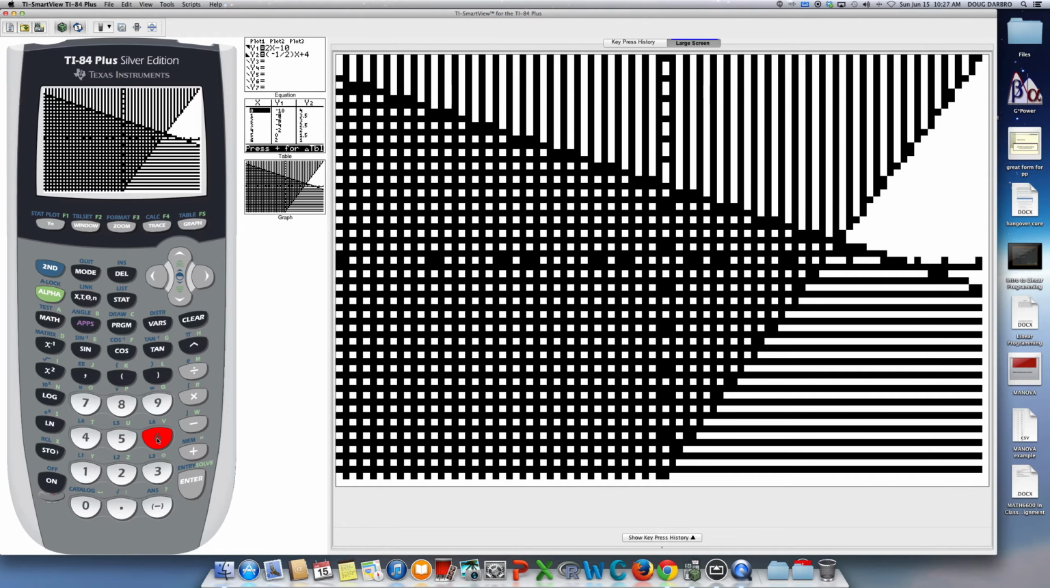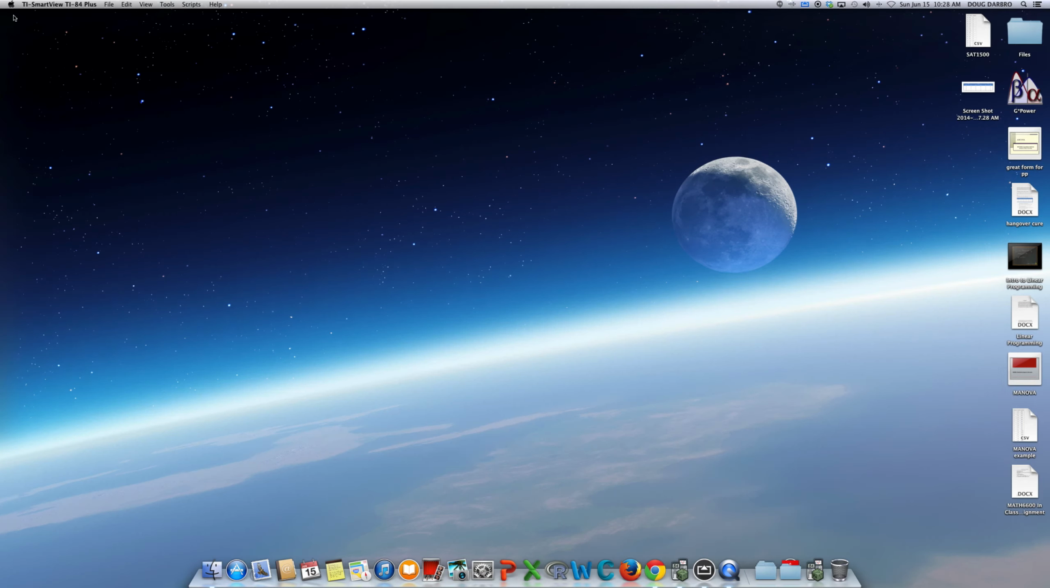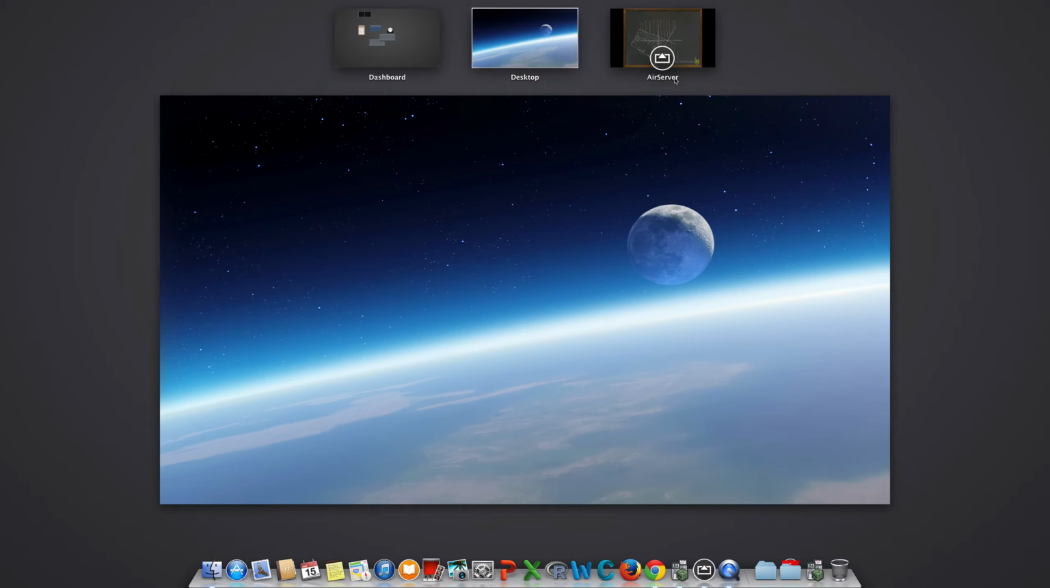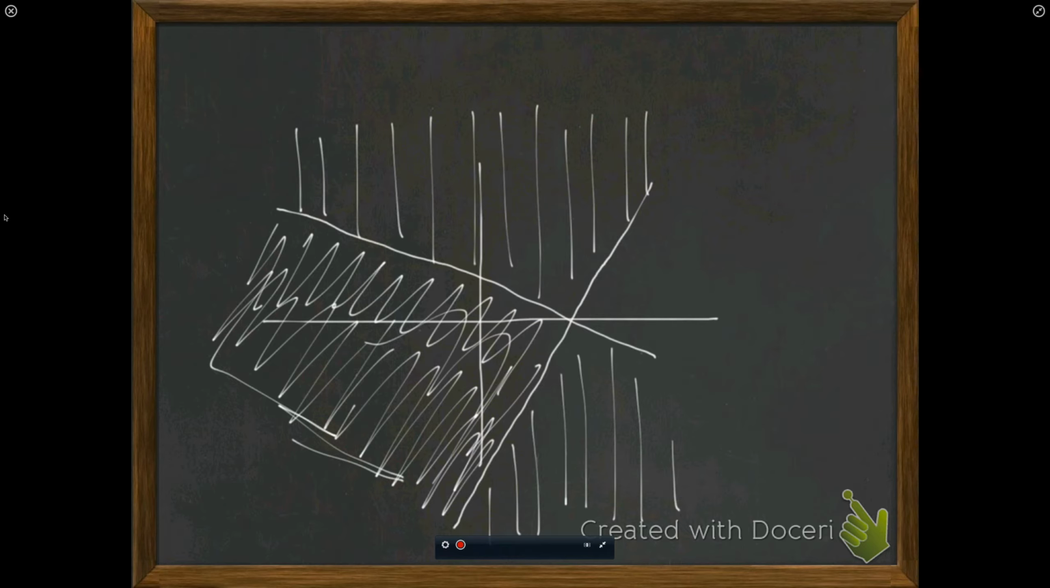Okay? Now, it looks like the point 0, 0, where I'm circling right now, is in the checkered region. That's where the areas overlap, which gives us our solution to the system. So it looks like the point 0, 0, and there's infinitely many points here, but let's just choose one that's simple. The point 0, 0 would be a solution to our system of linear inequalities. So if I go back to the blackboard, you'll see what I've done here.